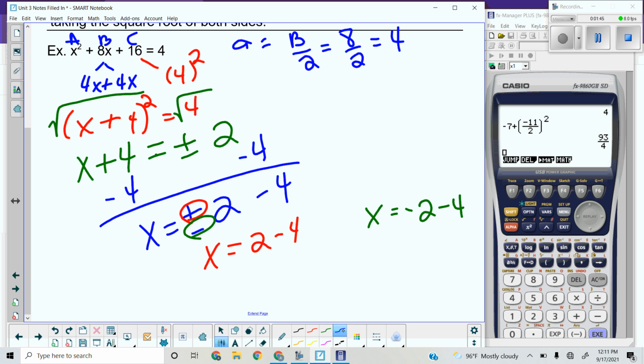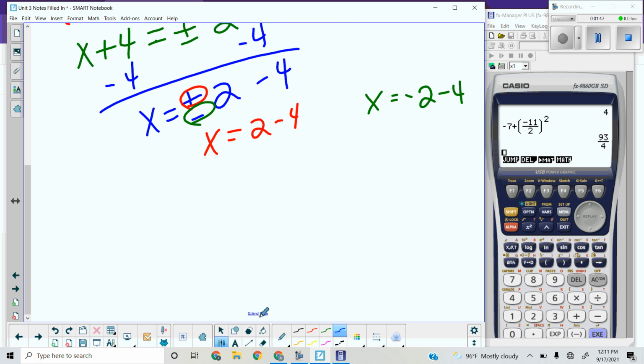So we solve. X equals negative 2 and x equals negative 6.